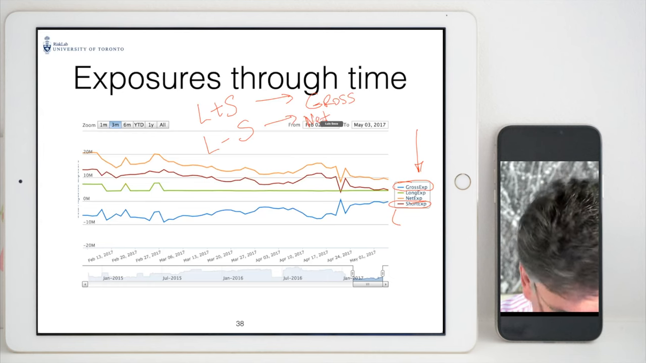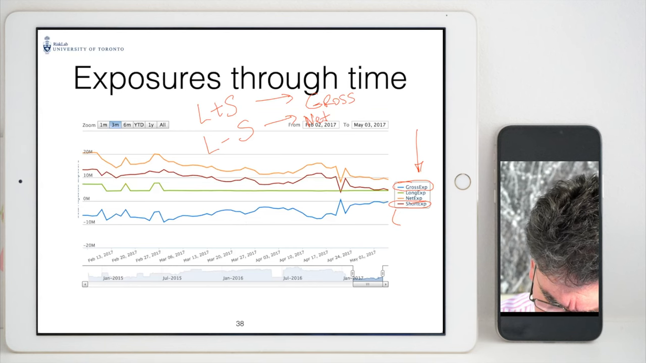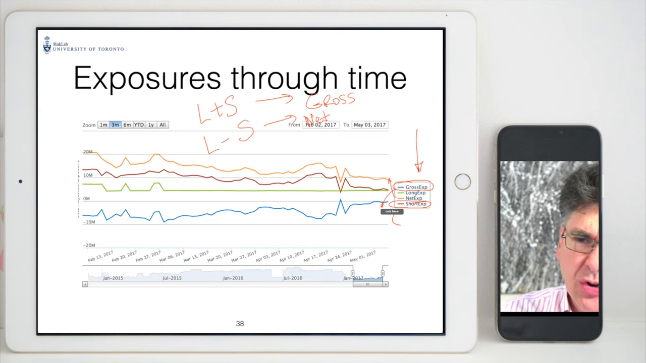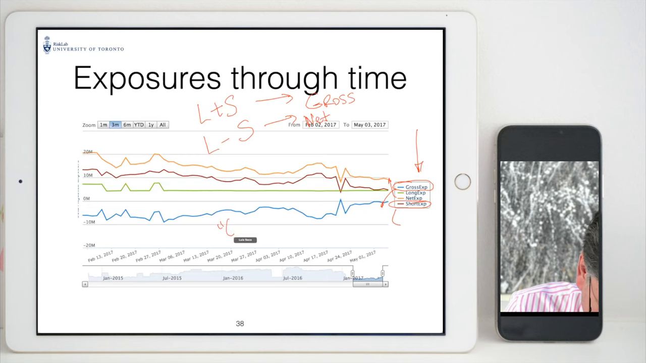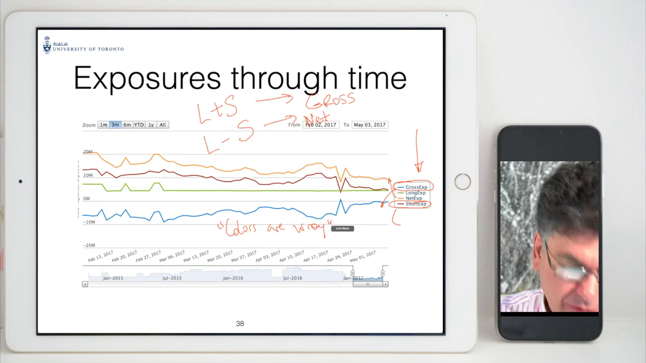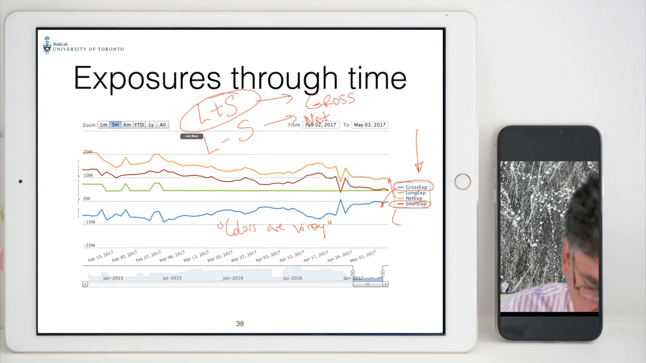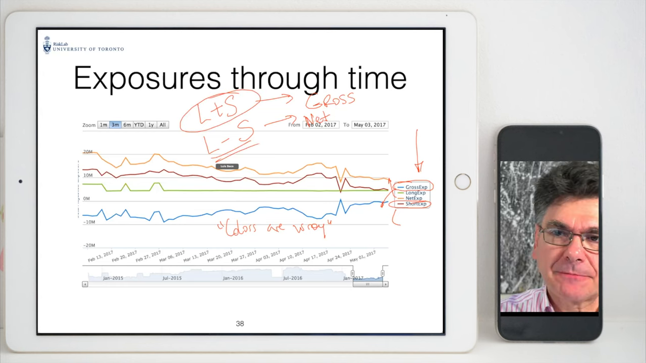By the way, in this graph, the colors are wrong. The net exposure is the gross exposure, and the gross is, so the colors are wrong. So I'll note colors are wrong in this graph. But it doesn't matter. This is just for explanation purposes. So that is gross exposure. Longs and shorts are gross, and long minus short is net.